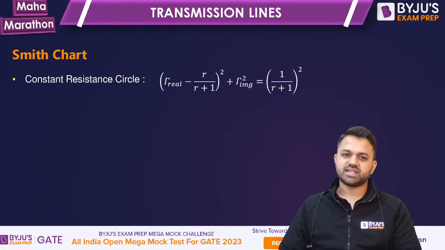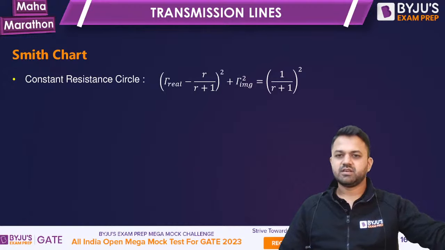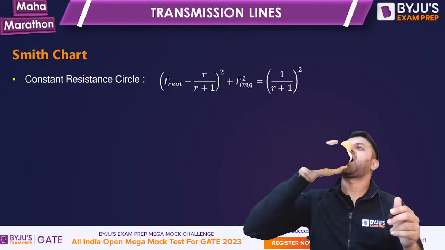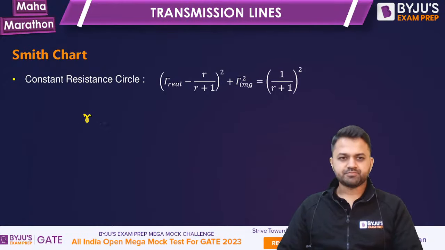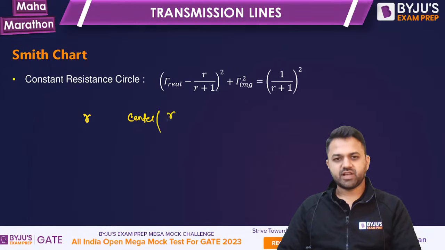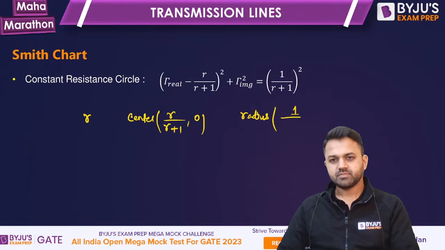So the equation of the constant resistance circle is (gamma real minus r upon r plus 1) whole square plus gamma imaginary square is equal to (1 upon r plus 1) whole square. So here the center is (r upon r plus 1, 0) and the radius is 1 upon r plus 1. So by varying the value of r, we can calculate the center and also the radius, and we can draw the circles.